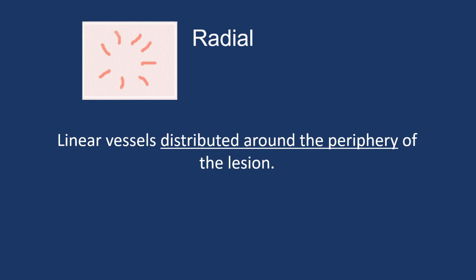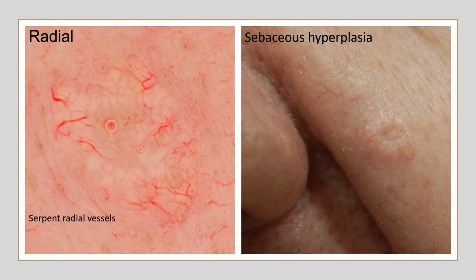Radial. Linear vessels distributed around the periphery of the lesion. A good example of this is sebaceous hyperplasia, where you have these serpentine radial vessels surrounding the yellowish-white structures in the center, the so-called popcorn structures, which is characteristic of sebaceous hyperplasia. These are also known as crown or wreath vessels.